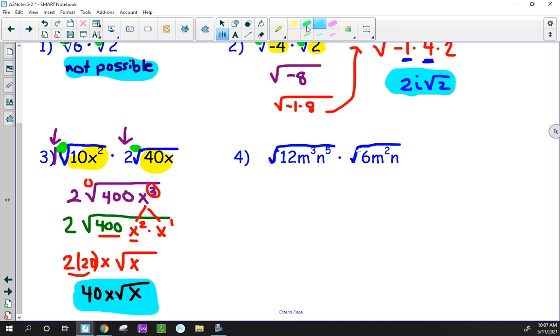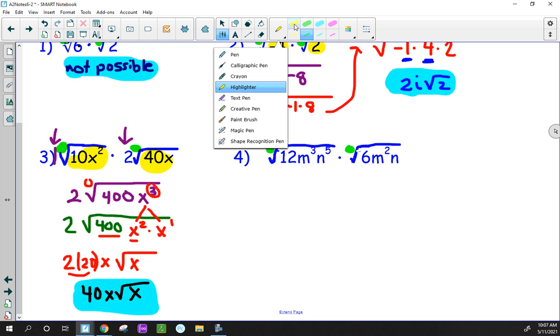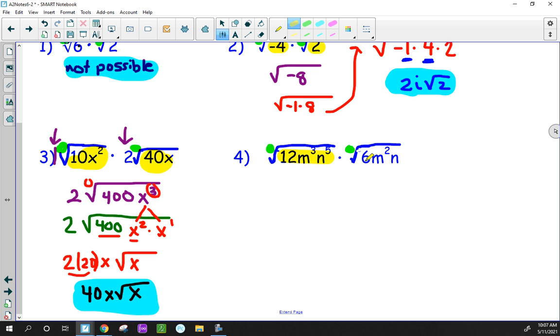Okay, we'll take a look at question 4. Question 4 says the square root of 12 m to the third n to the fifth times the square root of 6 m to the second n. Index number is 2, 2 here. These are the same, so we can continue. Radicands need to be multiplied together in the next step, or in the first step.